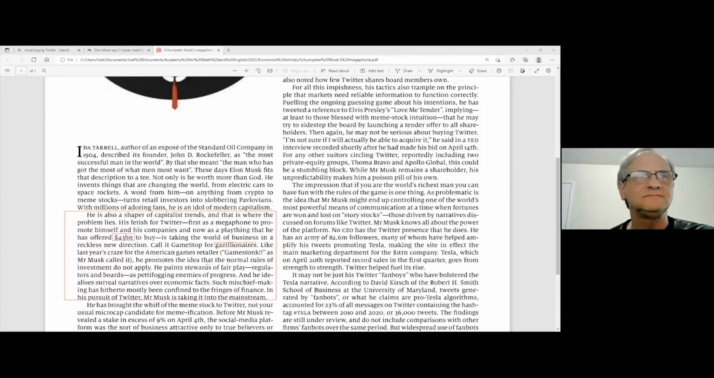Like last year's craze for the American games retailer GameStop, as Mr. Musk calls it, he promotes the idea that the normal rules of investment do not apply. He presents stories of fair play, regulators, and boards as pettifogging enemies of progress.